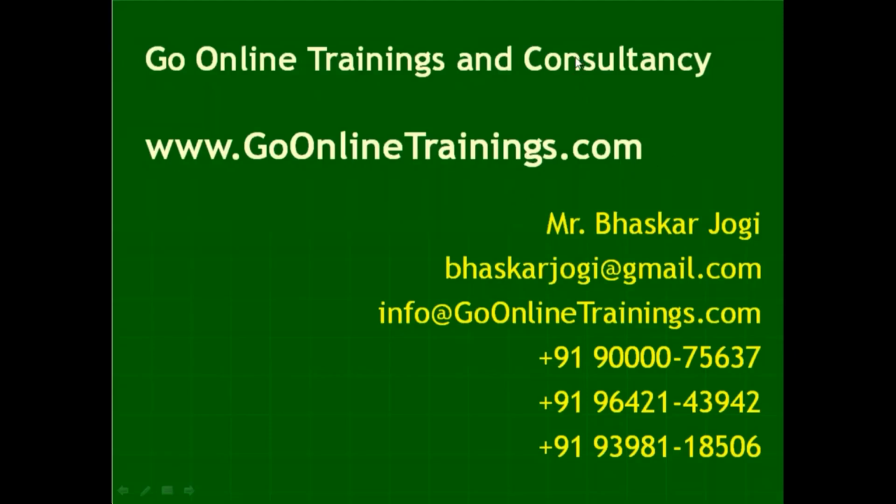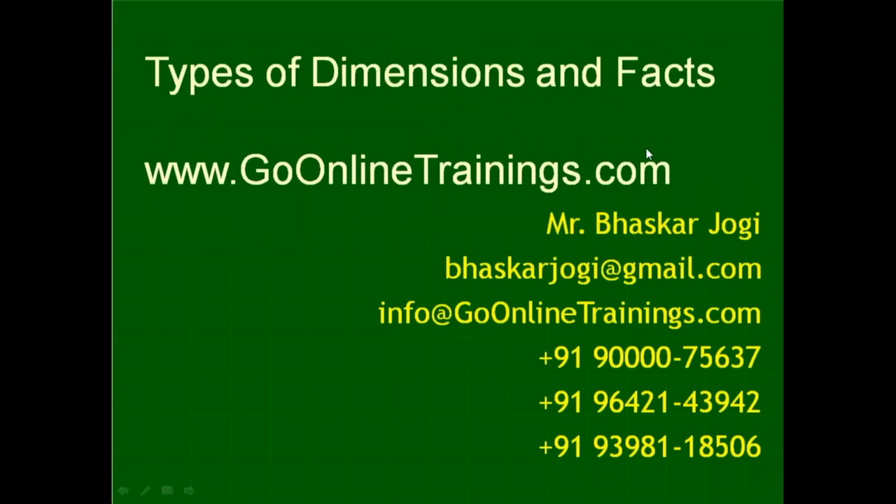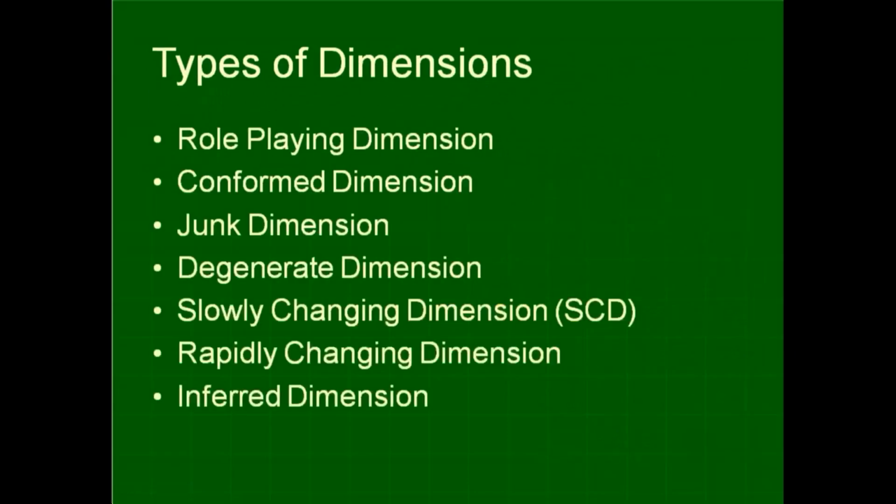We are talking about types of dimensions and types of facts, right? We had seen a couple of dimensions yesterday: role-playing dimension, conformed dimension, junk dimension, degenerate dimension. Today we'll understand what is a slowly changing dimension, what is a rapidly changing dimension, and what is an inferred dimension. It is also called an inferred member.